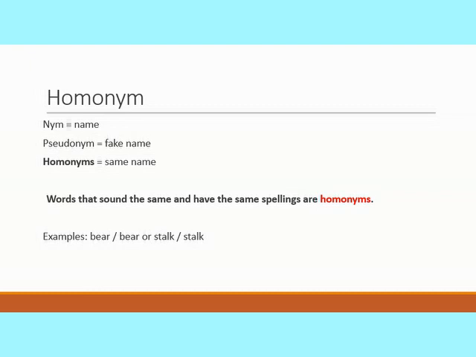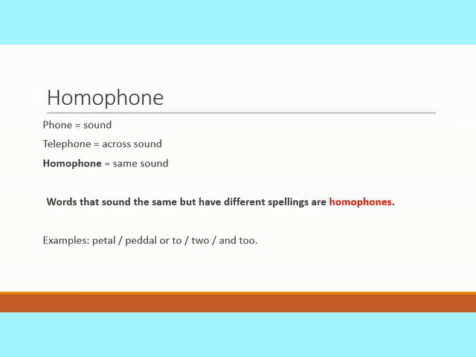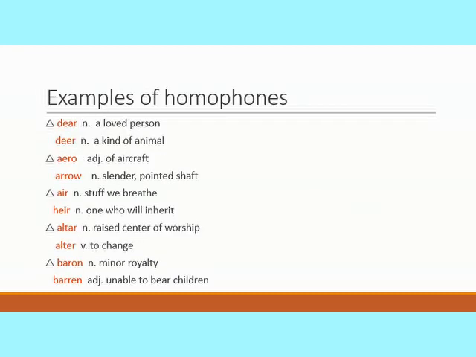Homophone. Phone means sound. So homophone means the same sound. Words that sound the same but have different spellings are homophones. Examples: petal, pedal, two, and two. Very confusing because of the very subtle differences. Examples of homophones: dear, my dear wife.